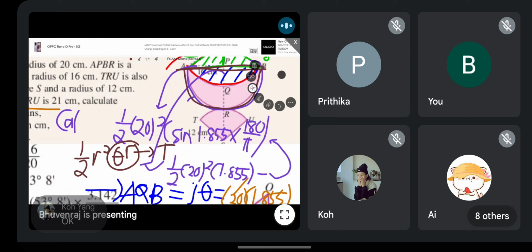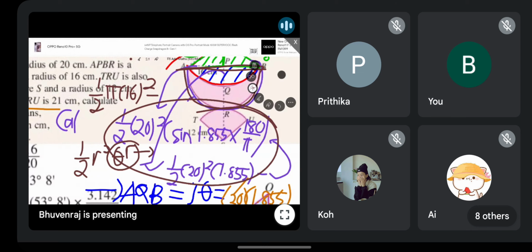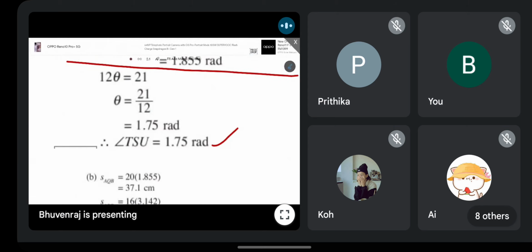So now you can get the area already because you have all the information. You just need to take the semicircle, which is half pi 16 square, minus this whole thing. Semua yang ni. Then you will get your final answer. So this is the method of how to do it.